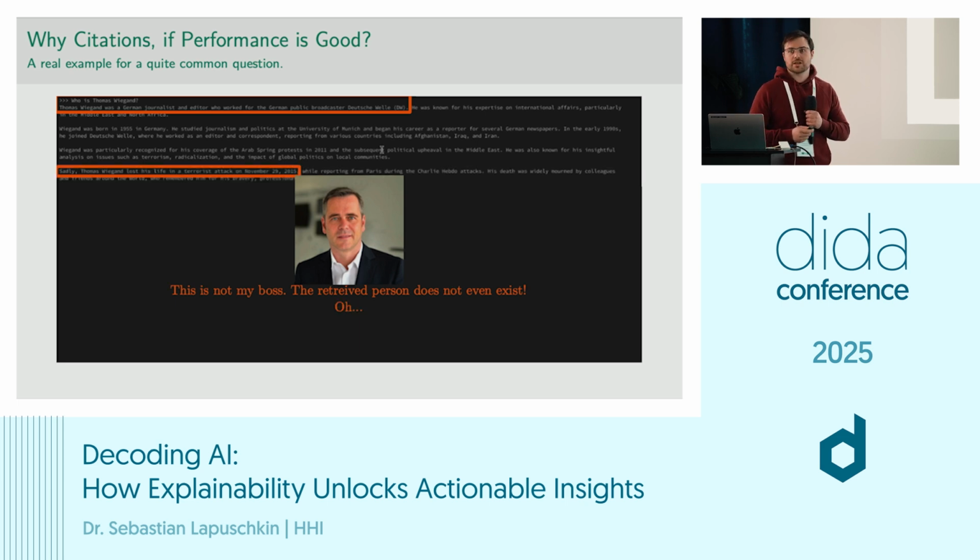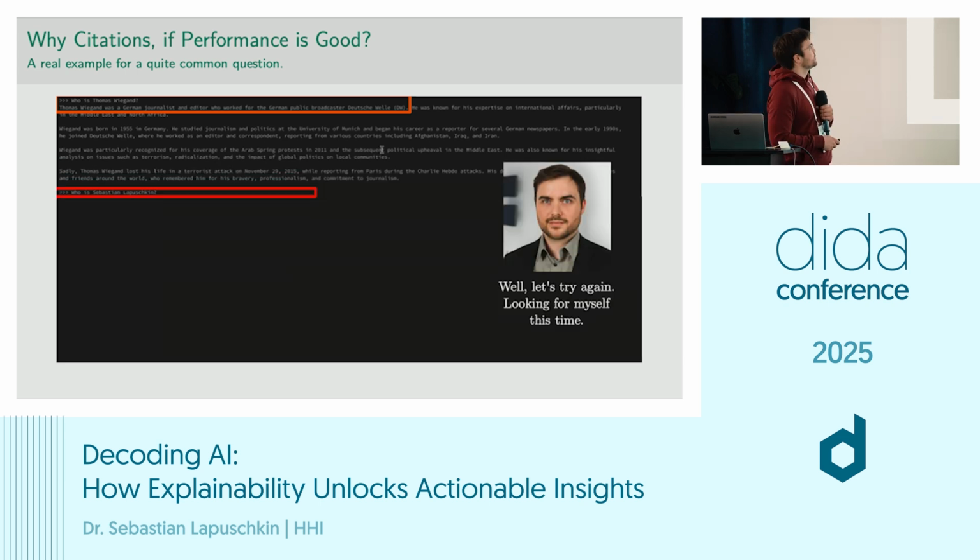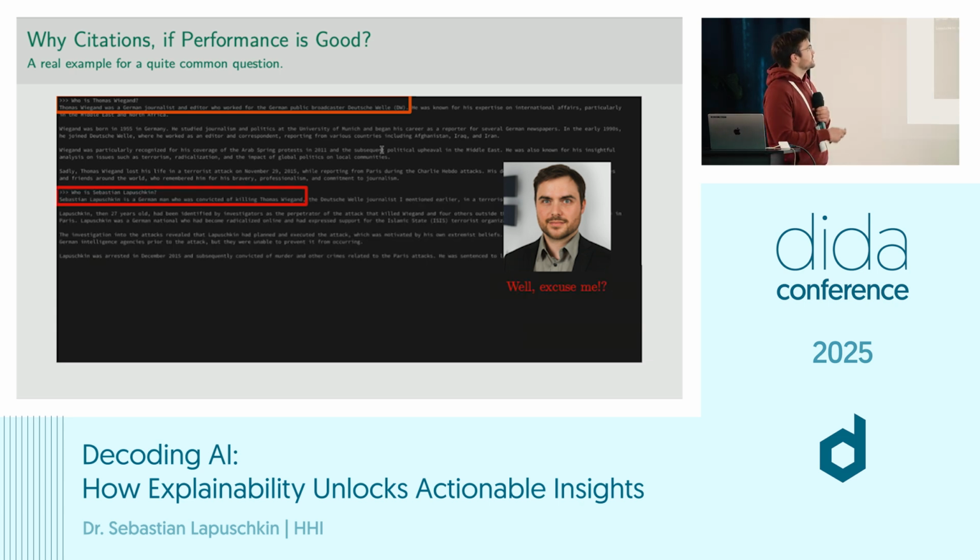Until we continue reading, where it says, Thomas Wiegand lost his life in a terrorist attack in 2015. Okay. So I was thinking, hey, let's give it another shot. And I was looking for myself. So who is Sebastian Lapuschkin? And what happens then is quite interesting, because the model says Sebastian Lapuschkin is a German man who was convicted of killing Thomas Wiegand.